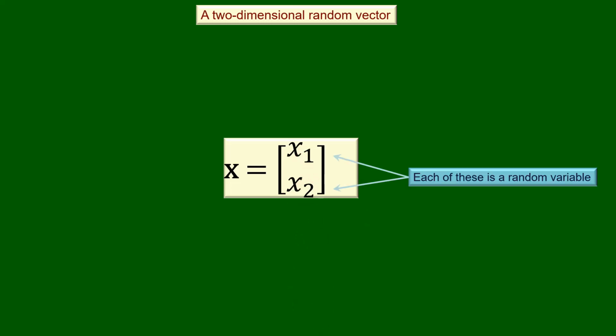Let's start by considering a random vector x. Now this random vector we're considering has two elements. It's got a dimension of 2. Its two elements are x1 and x2. And x is a random vector, random because the elements are random.